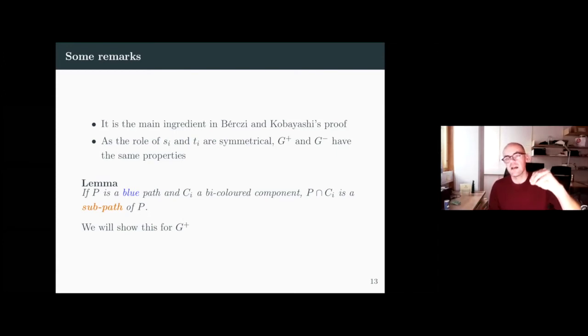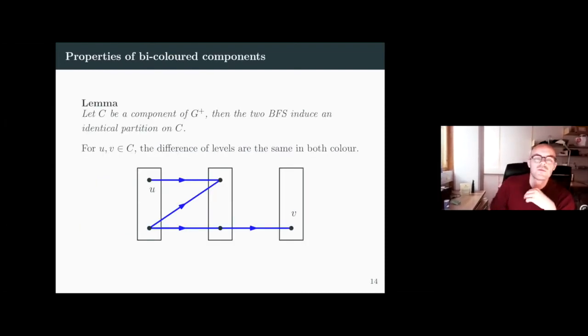And as I said, the component CI, we can take it in G plus, right? Because worst case, we just reverse. All right, so let's prove this. First, let me make a small remark about these components, especially a component of G plus. If C is a component of G plus, then basically what it means is that the two BFS on this component induce the same partition.